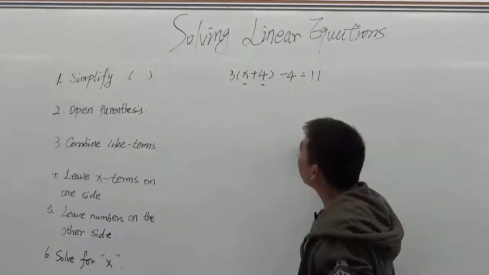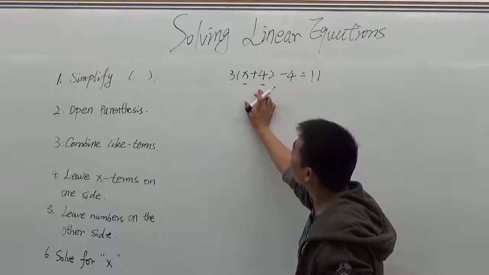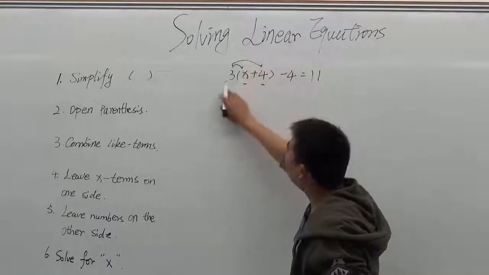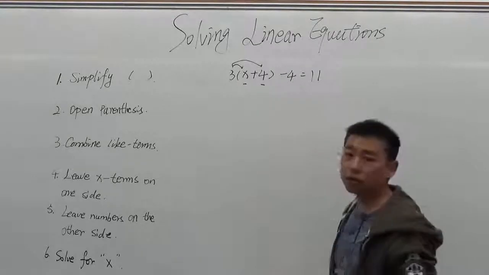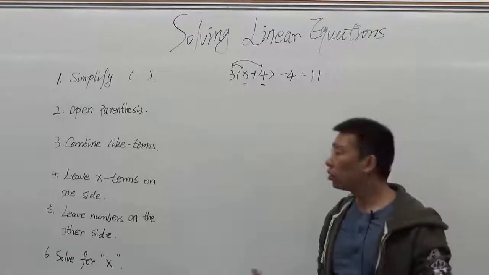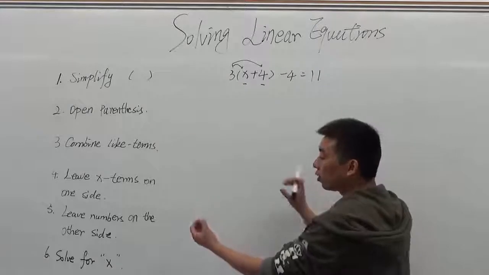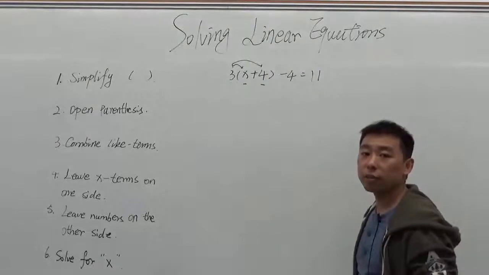So here you need to know how to distribute it. Like here is the number 3 times the parentheses x plus 4. You need to distribute the 3 to each term, which means that 3 multiplies each term, whatever is inside the parentheses. And then go back to the previous video. That's what we did there: when we combine the like terms, then separate them, leave the x term on one side, the numbers on the other side, then the final step is just solving for x.